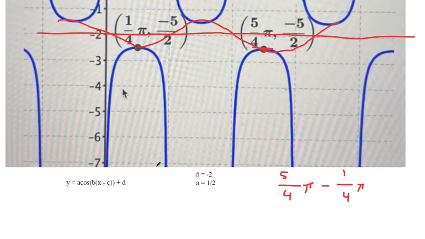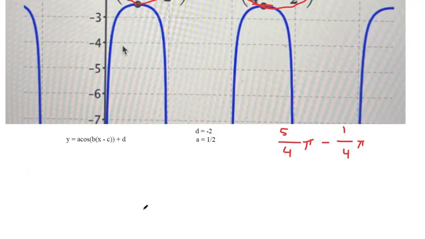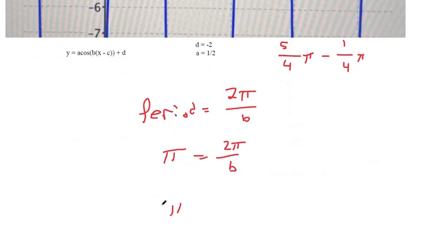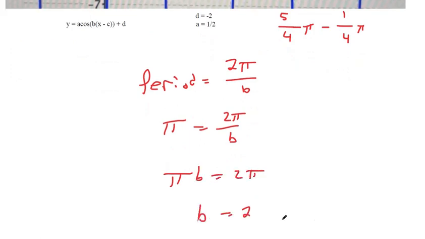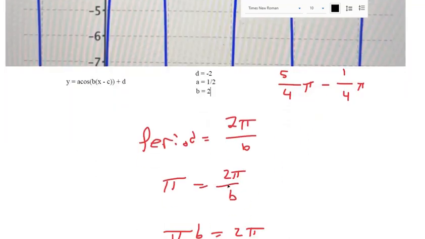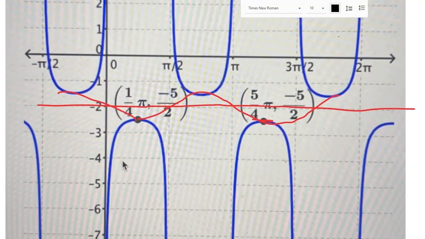So the period is pi, but that's not what b is directly. You have to do a little bit more work to figure out what b is. The period of sine and cosine is 2 pi divided by b. And this work over here just told us that the period is pi. So to solve this equation, I'd multiply b to both sides, and then divide pi from both sides. So it looks like b is going to be 2. So now we just need to see the horizontal shift, then we'll have our equation.